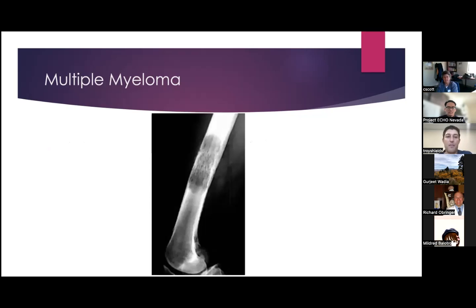So this is a good picture of the multiple myeloma, just a totally lytic lesion along the center of the diaphysis of most bones and starting to wear out into the cortex. And that's where the pathologic fractures come in.